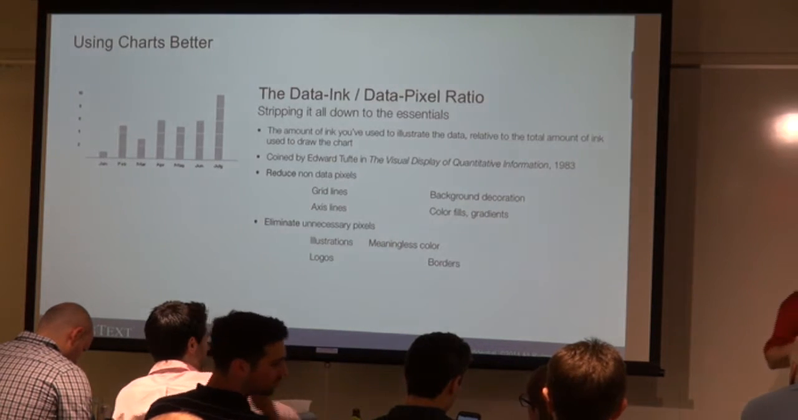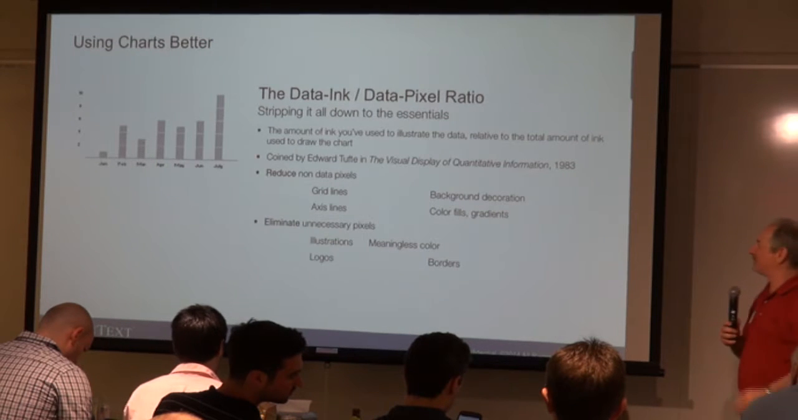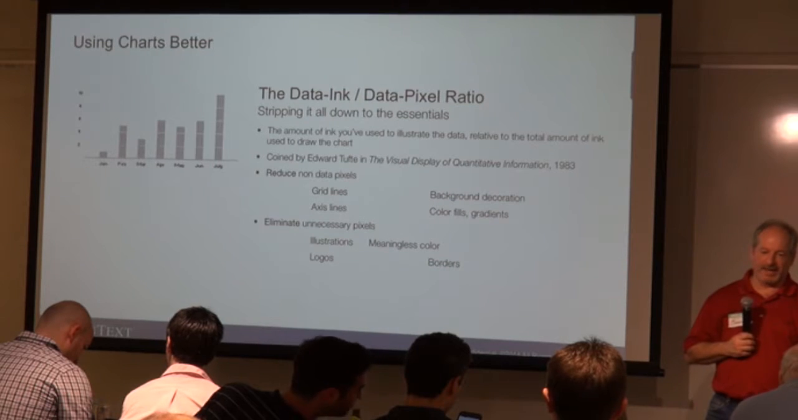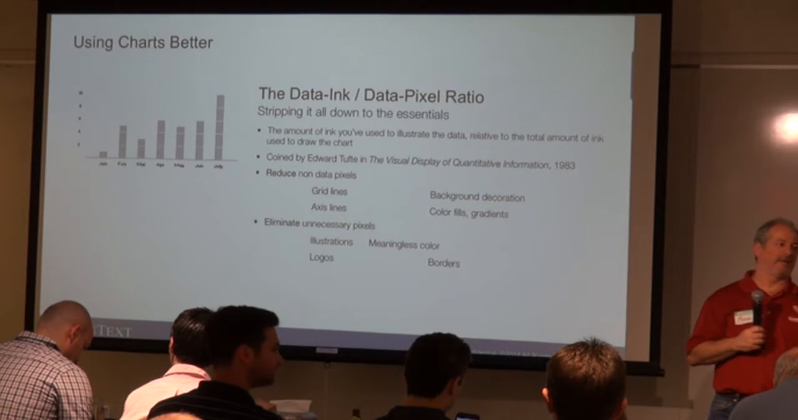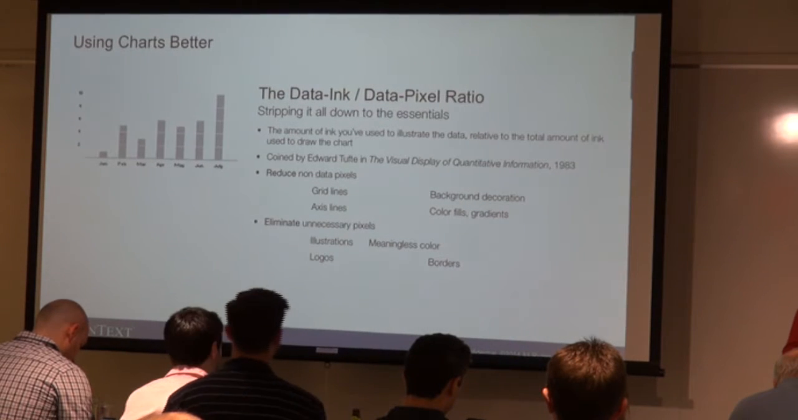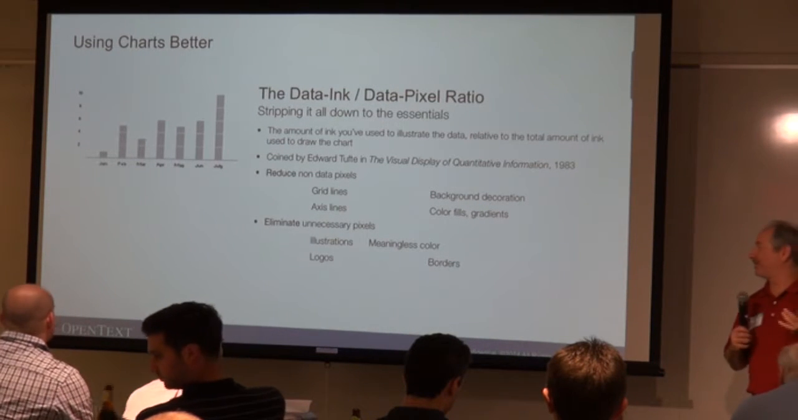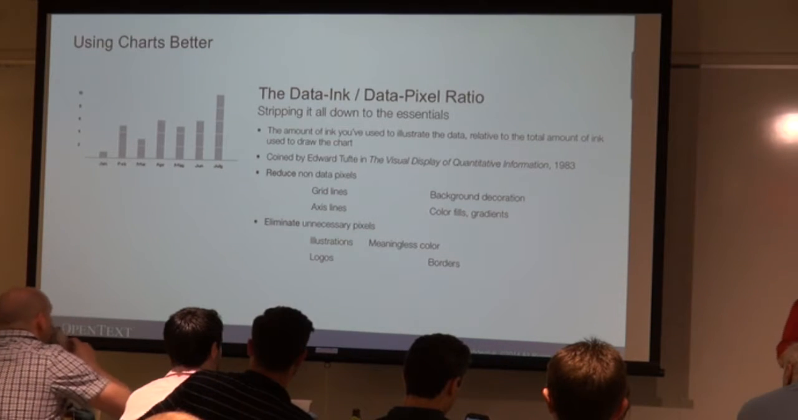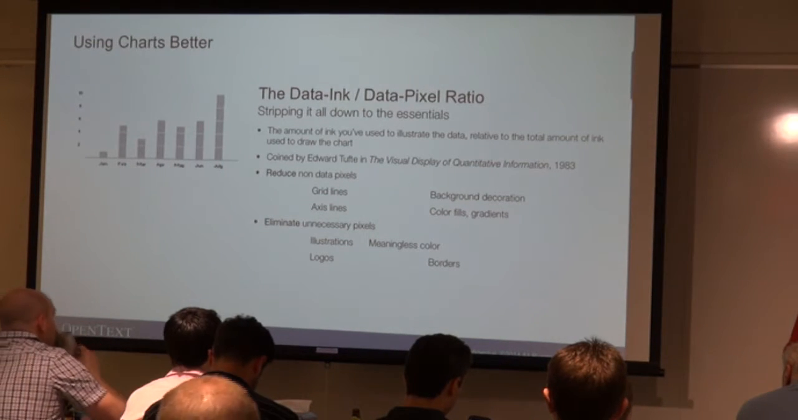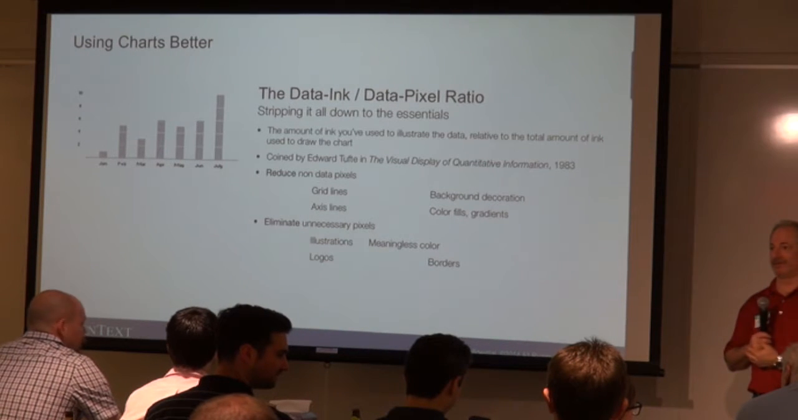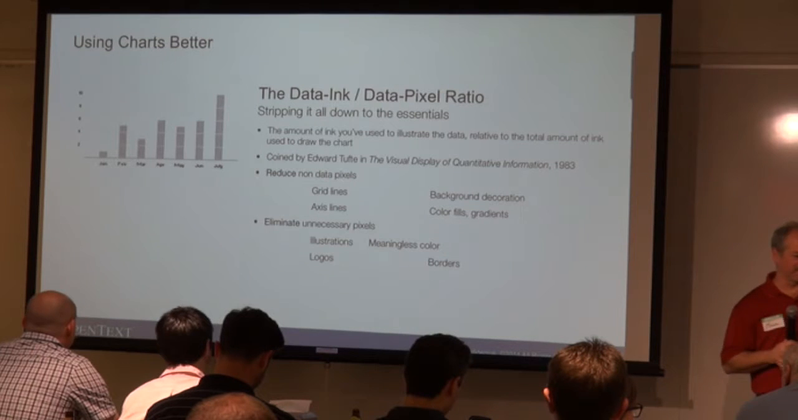Data ink, data pixel ratio. This is another one coined by Edward Tufte. The idea is let the data do the talking, right? So basically reduce any non-data pixels, whether it's grid lines, axis lines, background decoration, colors, fills, gradients. Let the data do the talking. Use colors when it's necessary.